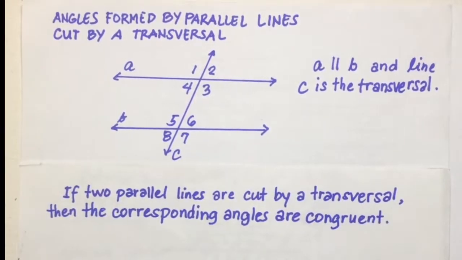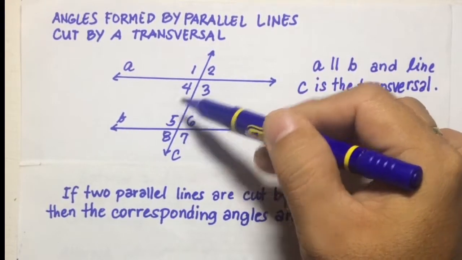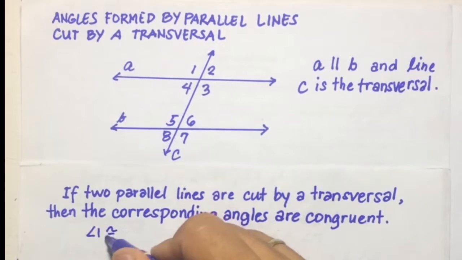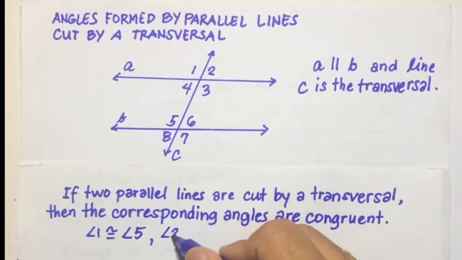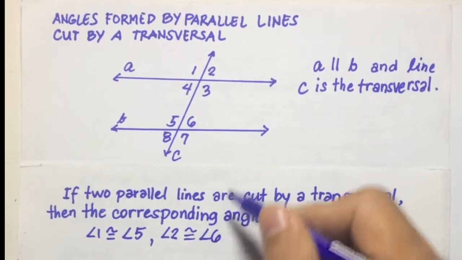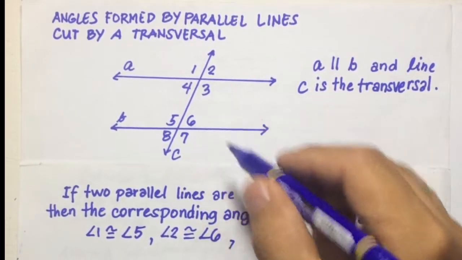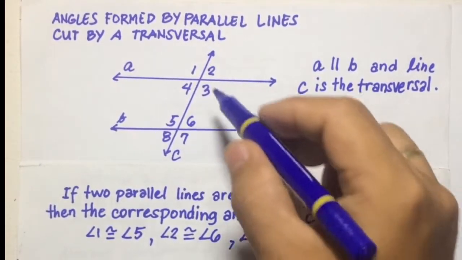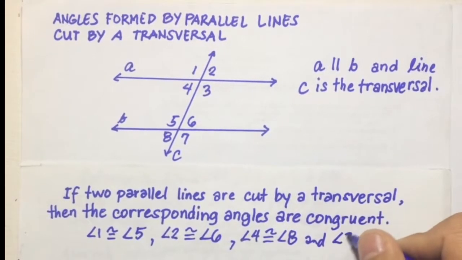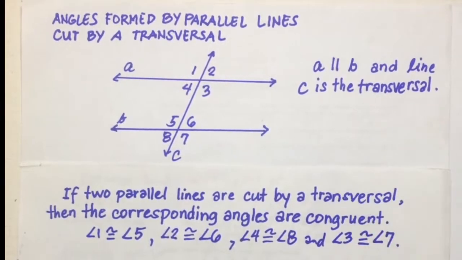So we have this postulate here: if two parallel lines are cut by a transversal, then the corresponding angles are congruent. Corresponding angles are congruent, meaning angle 1 and angle 5 are congruent. Angle 1 is congruent to angle 5, angle 2 is congruent to angle 6, angle 4 is congruent to angle 8, and angle 3 is congruent to angle 7. So this is what we mean by corresponding angles are congruent.